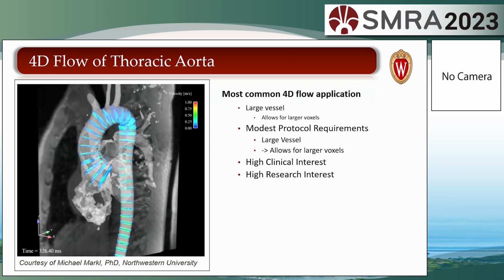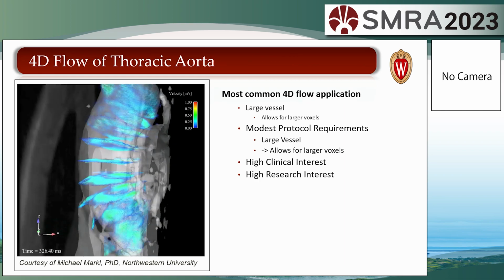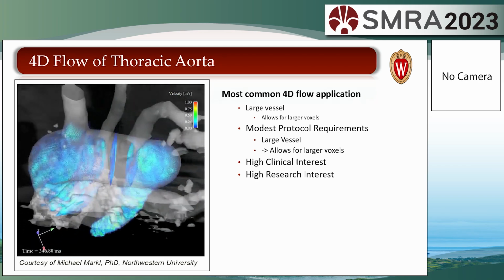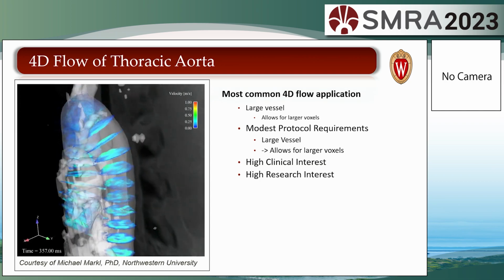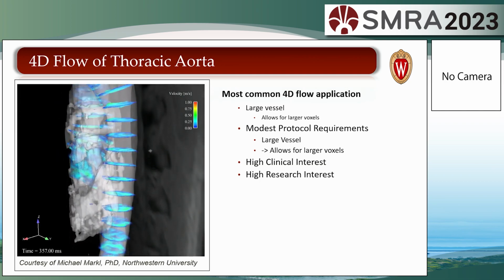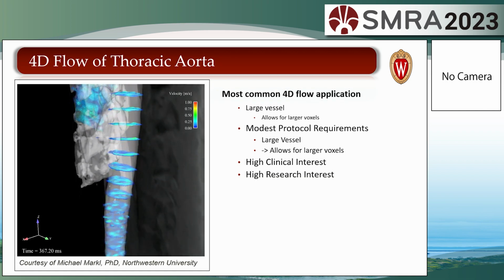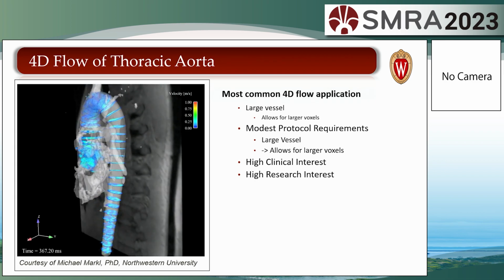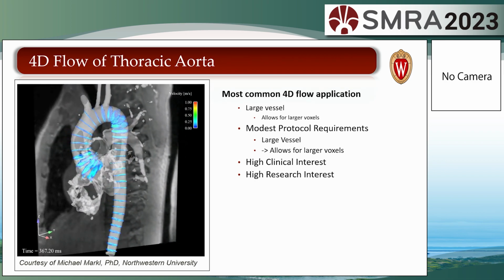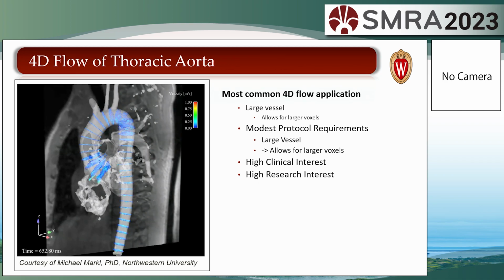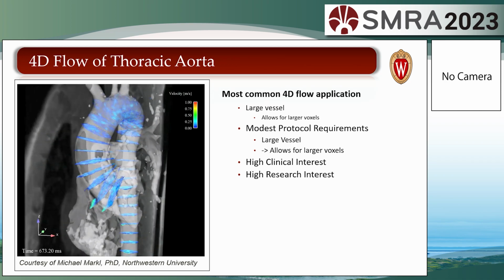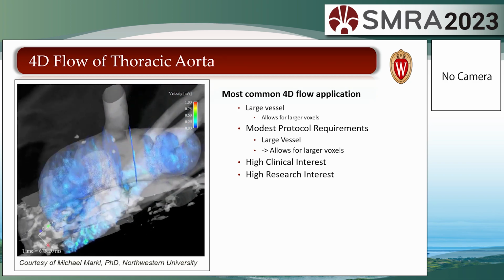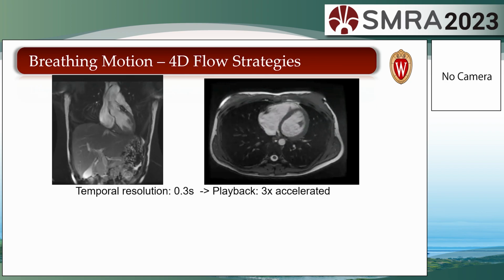I feel pretty comfortable saying that the aorta is probably the most targeted 4D flow acquisition if you look at the literature. There are several reasons for that as I see it. One is that the requirements to do a successful scan are relatively modest compared to other vascular territories. The aorta is the largest vessel in the body, so we can get away with larger voxel sizes. And on top of that, there's high clinical interest and high research interest, as I will show in some of the next slides. So it's a perfect scenario to use 4D flow for aortic imaging.